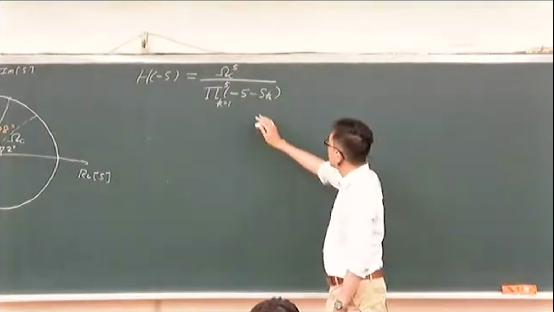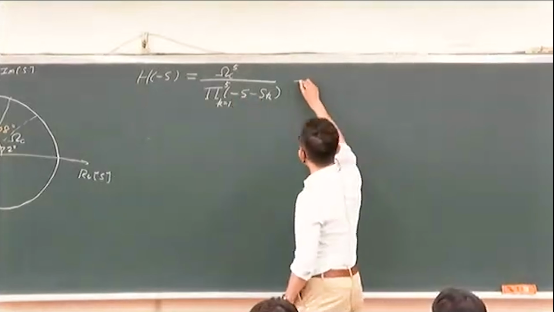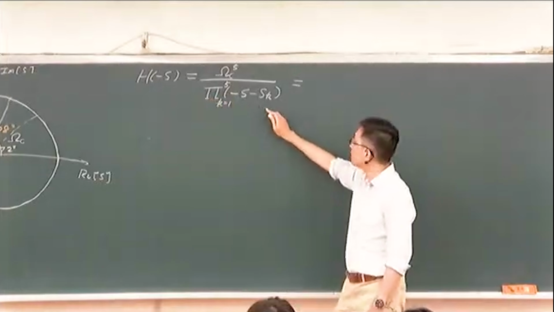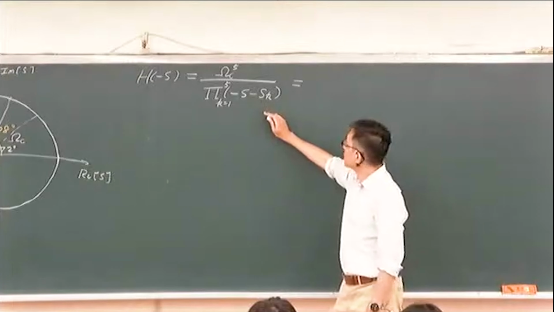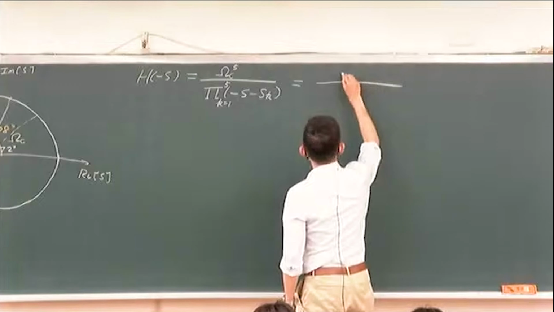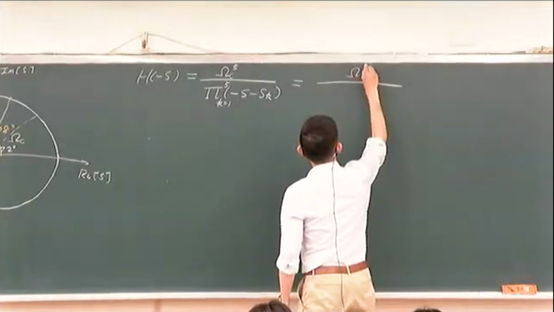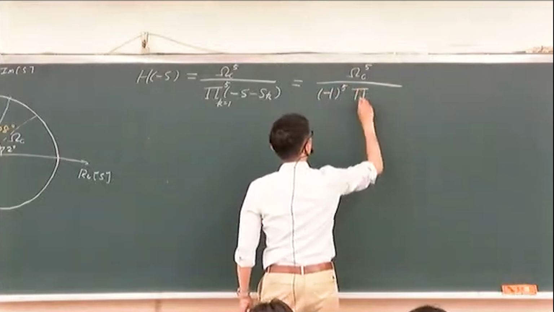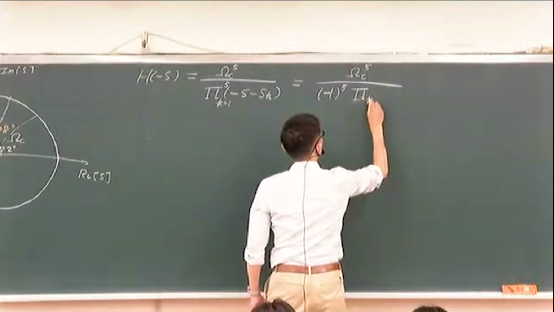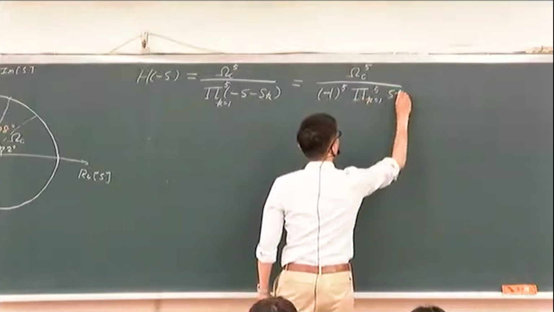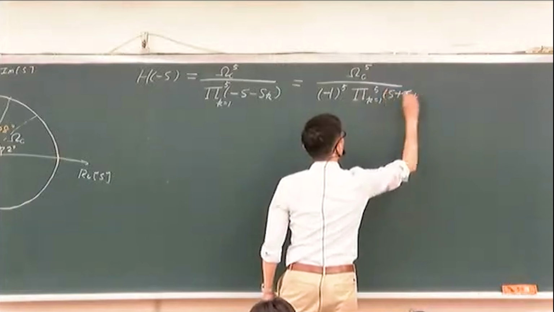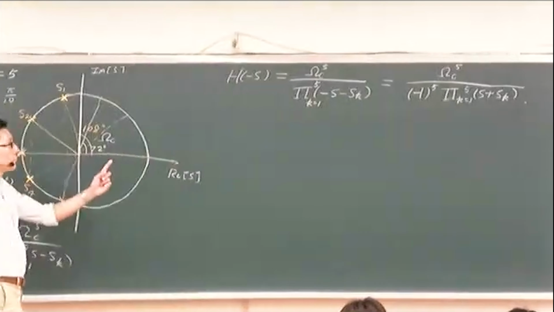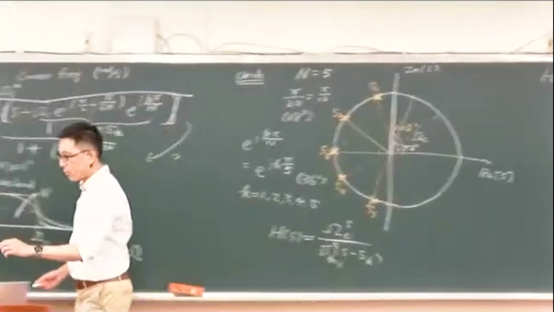But wait, with all the minus signs here, I propose that we try to pull the minus sign to the outside of this product. Can we do that? In this case, I'm going to keep the top part, but create minus 1 to the 5th power, and then inside the product, still going from 1 to 5, it becomes S plus SK. Right? Just moving that minus 1 to the outside.